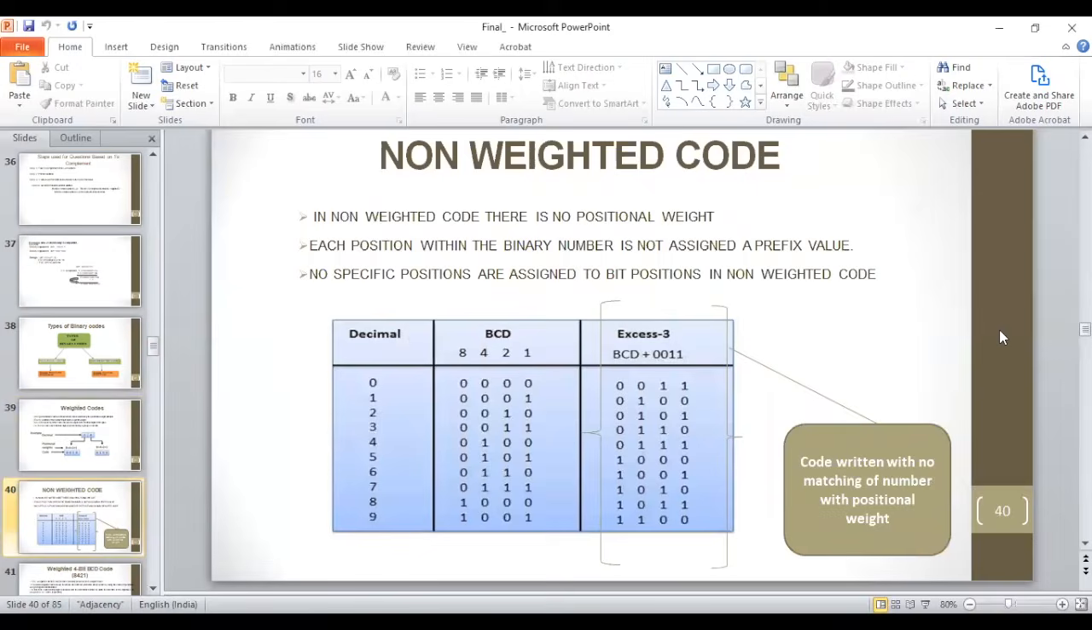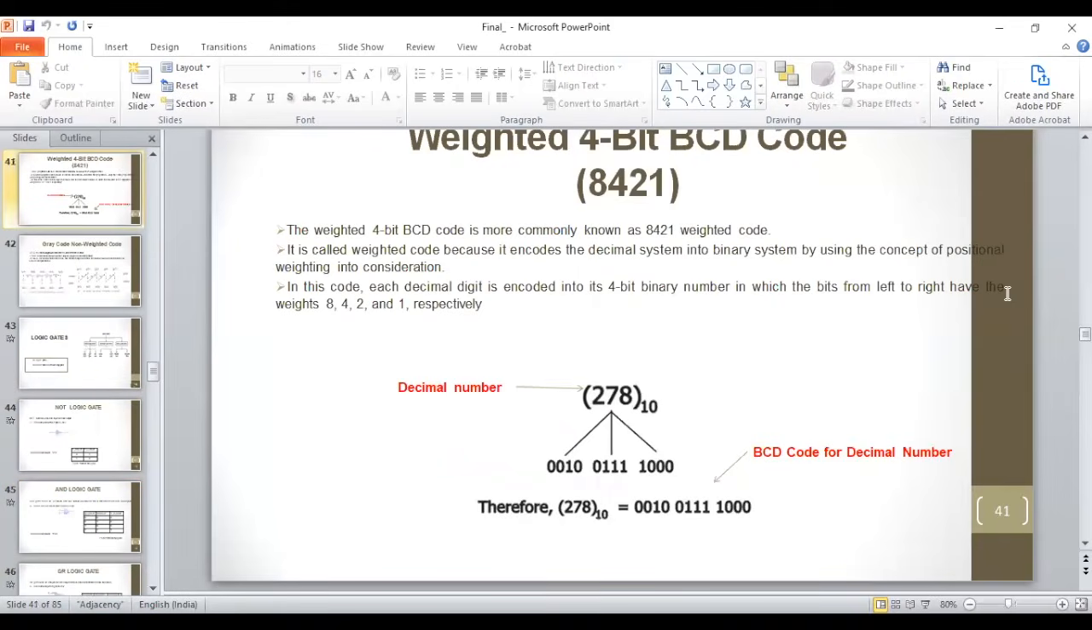Non-weighted codes like 0 plus 3, as you can see this number is 0011. So you can easily add it and easily get a positional weight for this. This is a weighted 4-bit BCD code. Again, I am repeating, this is a BCD code, so you can divide this 278 in a segregated manner, but not until the decimal number is attached to it.